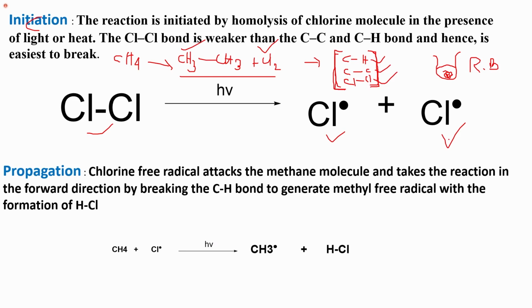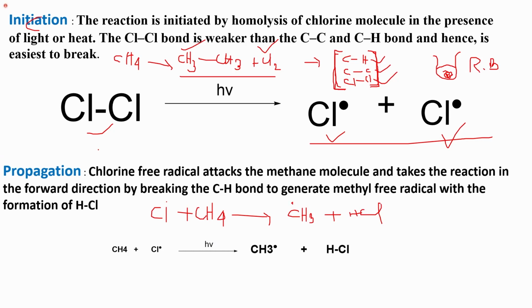Then the moment the chlorine radical forms, it goes to the propagation step. In the propagation step, the chlorine free radical generated in your reaction mixture attacks the methane molecule and abstracts one proton from CH4. So you have Cl dot and CH4, and under photolytic condition it abstracts a proton and forms the CH3 dot molecule plus HCl.